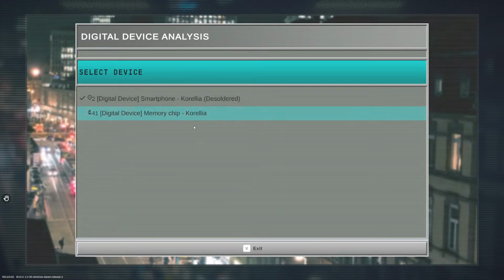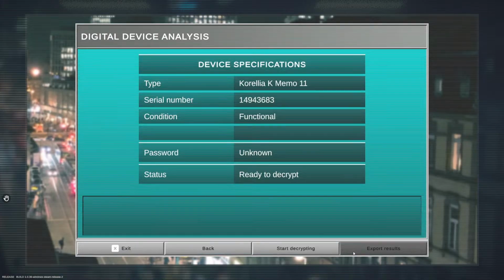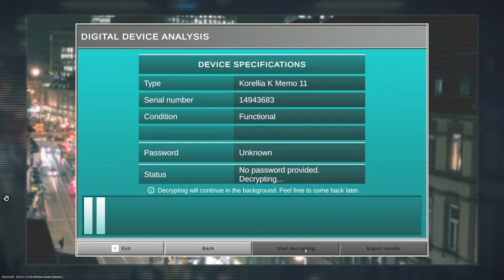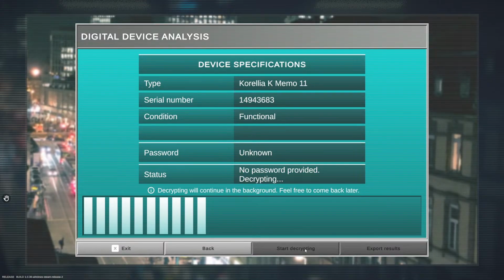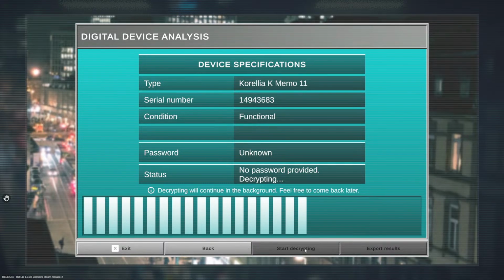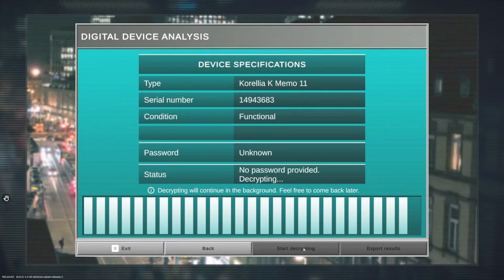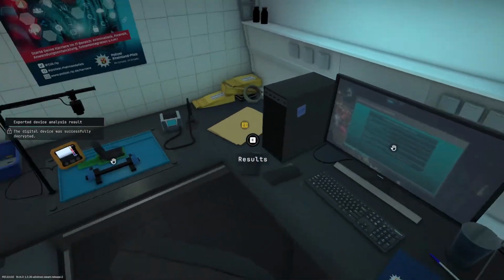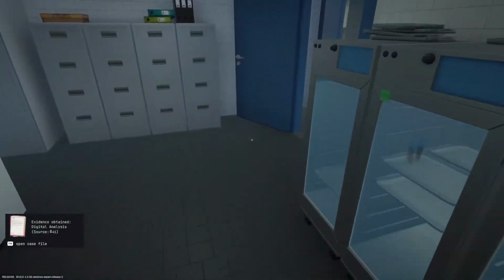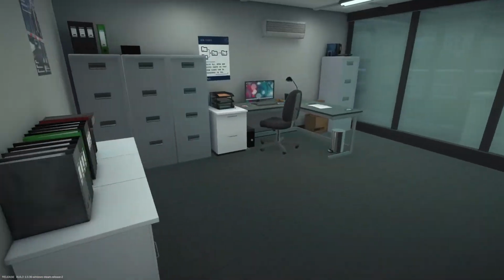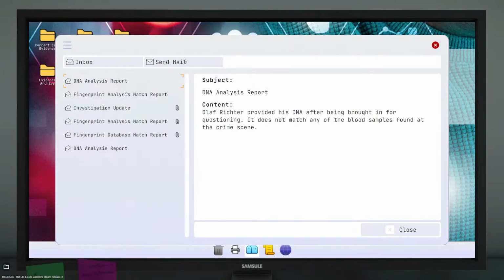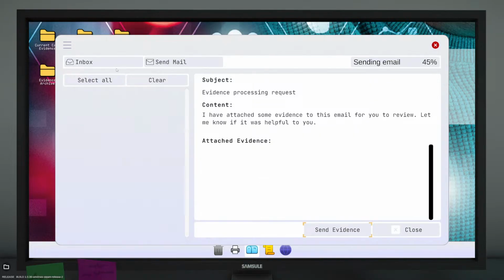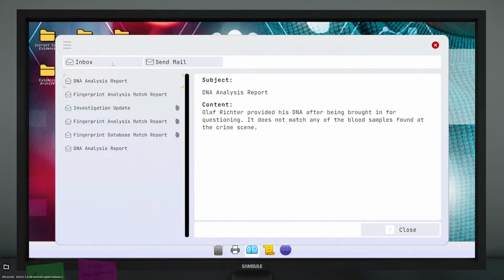Oh wait. Chip. Skip the password. Let's start decrypting that. I'd assume this is the phone of the guy we're looking for. Alright. Let's get that evidence sent over. Alright, send mail. And wait for our response.